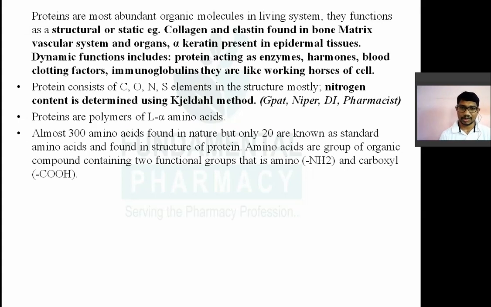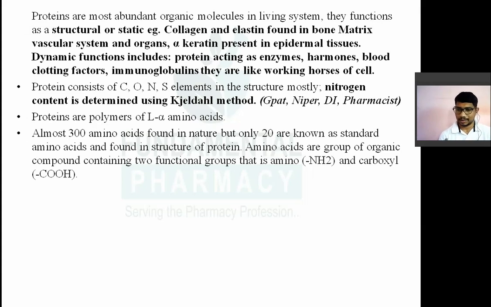Amino acid is a term made up of two words, amino and acid. Amino indicates the amino group, and acid indicates the carboxylic group. So these are molecules made up of two groups, the amino group and the acid group. There are almost 300 amino acids that occur in nature, but out of those 300 molecules, only 20 amino acids are recognized as standard amino acids. Why?